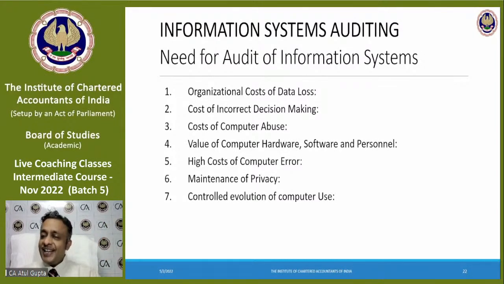Now, fourth is basically when a disaster has struck. Because a disaster has struck, the value loss of computer, hardware, software, personnel is very high. So prior to getting hit by a disaster, ensure you are put to audit so that the auditor tells you what the gaps are, so that this loss doesn't occur to you. Then fifth is high cost of computer error.